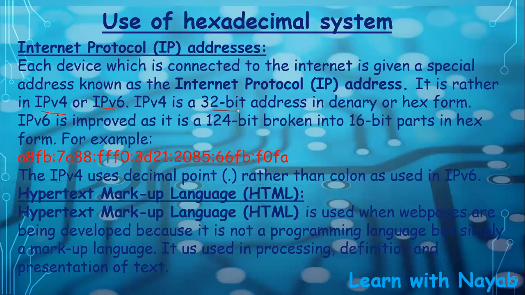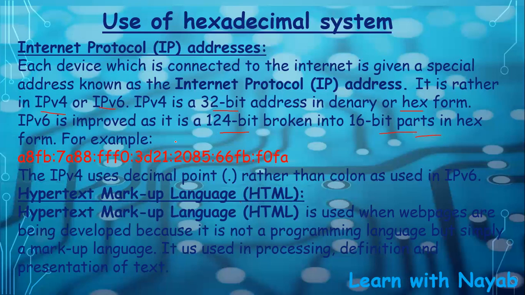IPv4 is a 32-bit address in a denary or hex form. Actually, it can be in both forms, but more likely it is in hex form in 32 bits, whereas IPv6 is an improved variant of IPv4 and has a 128-bit address in hex, broken into 16-bit parts.